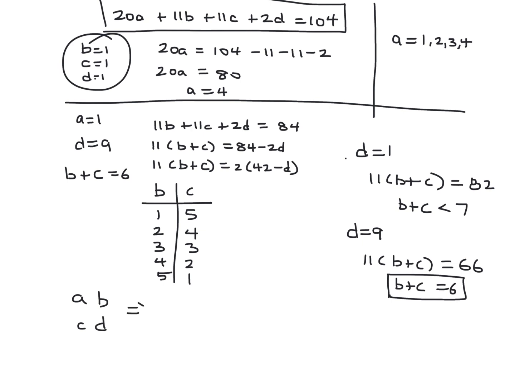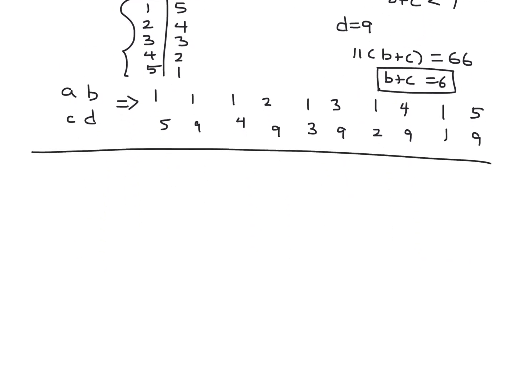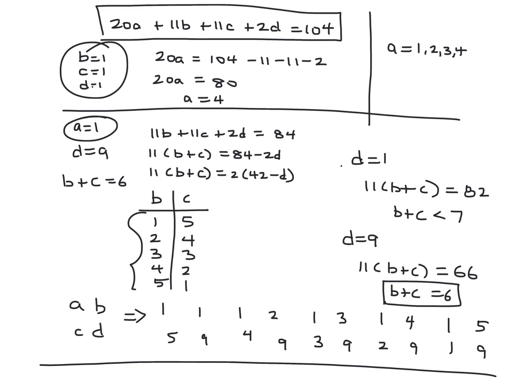So for A and D, they're all 1 and 9. But then for B and C, we've got these 5 scenarios: 1, 5; 2, 4; 3, 3; 4, 2; and 5, 1. All right, great. So that's one set, and that we figured out for A equals 1.